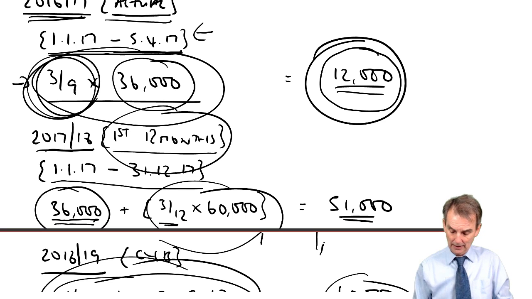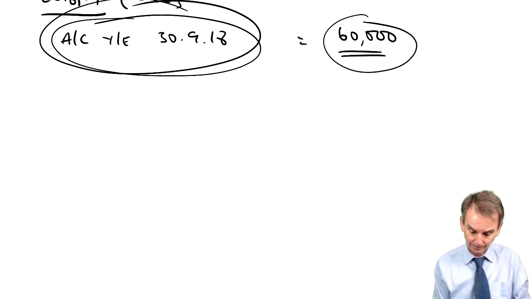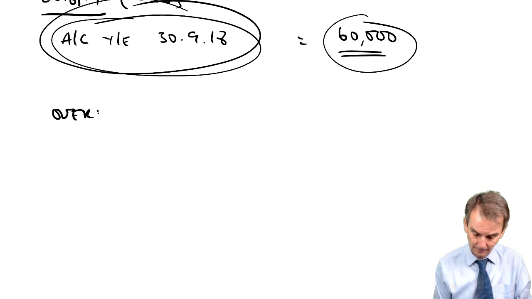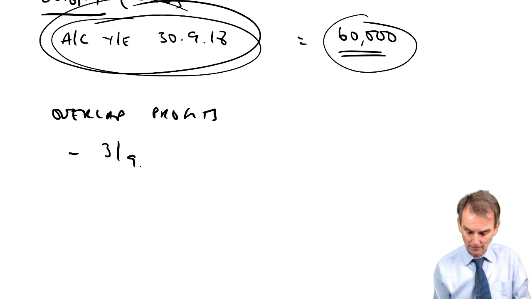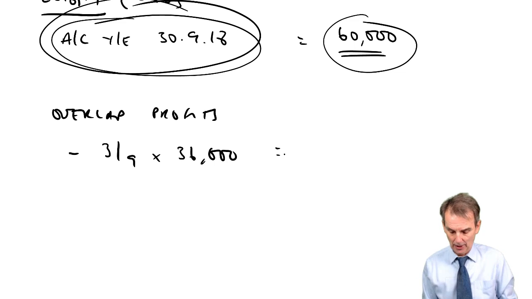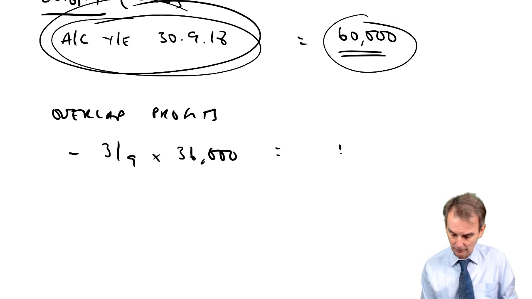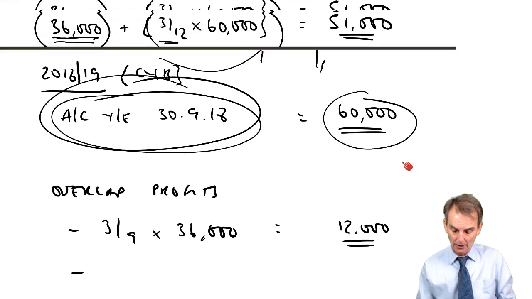So in calculating now our overlap profits, the first part of that calculation was 3/9 of 36,000 that was assessed in the first tax year and was part of the assessment for the second tax year. So that therefore was £12,000. Where do we also see some overlap?